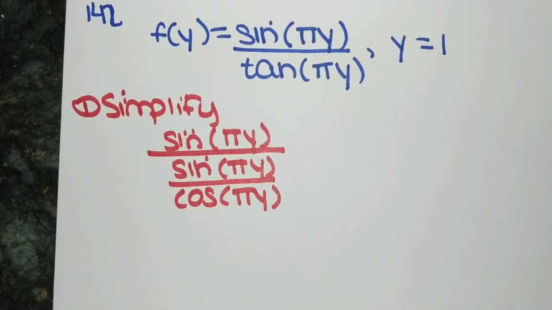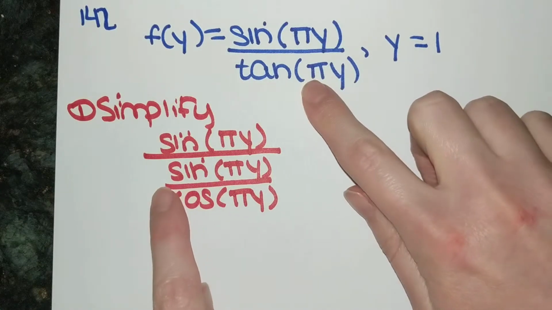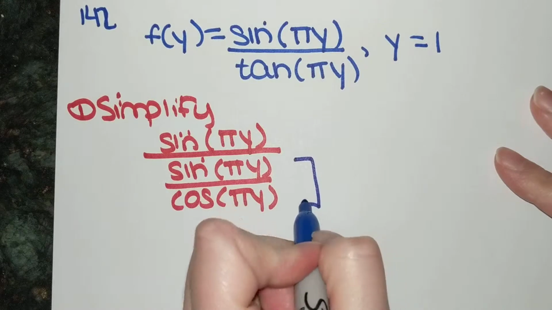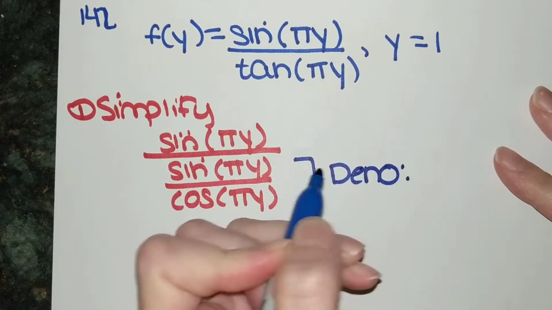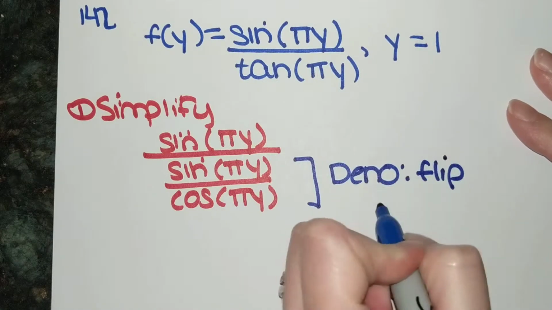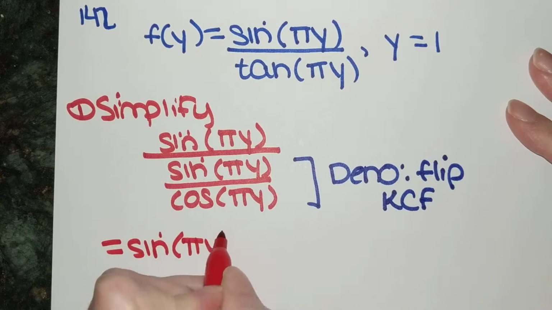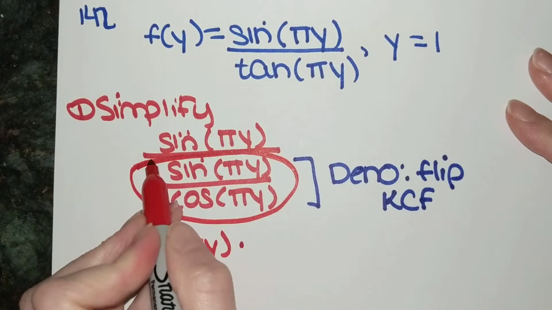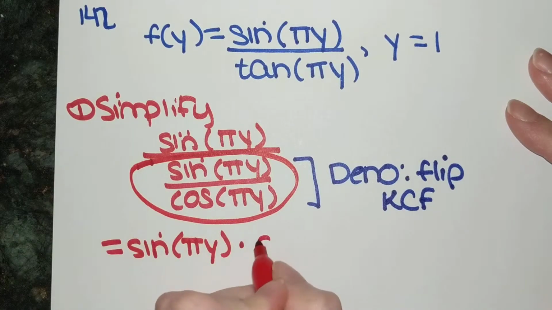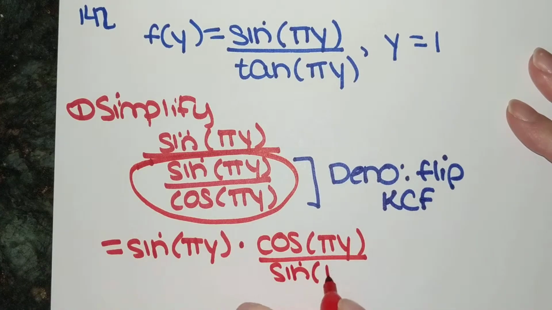So the first step is going to be to simplify. So here I have written my tangent as sine over cosine. Now keep in mind that this tangent, all of this is the denominator when we rewrite it, because that came from the tangent of pi y. So that is what we are going to flip when we do the keep change flip. So what will happen is you will get sine of pi y times the flip of this denominator, which would flip it to be cosine pi y over sine of pi y.